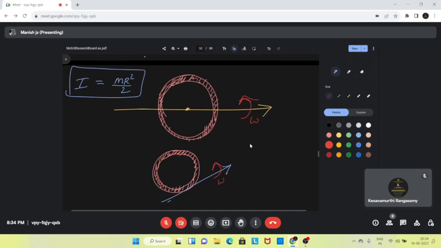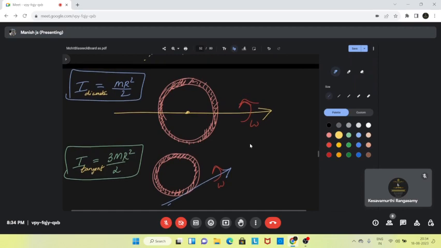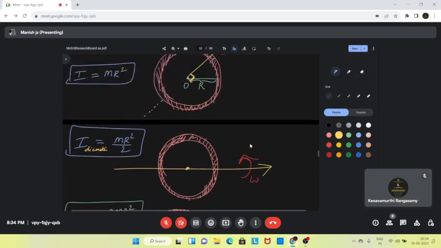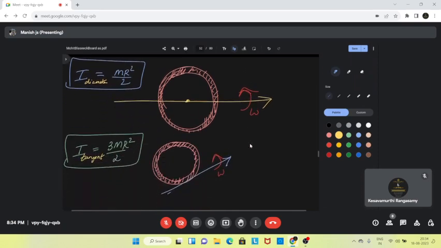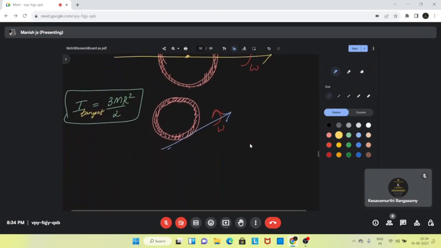So if the axis of rotation is at the tangent, then the moment of inertia is going to be different. It is given by I equals 3MR square upon 2. This is the formula when it is passing at the tangent. The second one was for diameter, and the first one is exactly for the axis at the center. So like this, we have 3 different cases for a circular ring that you will have to know. So we are done with the ring.